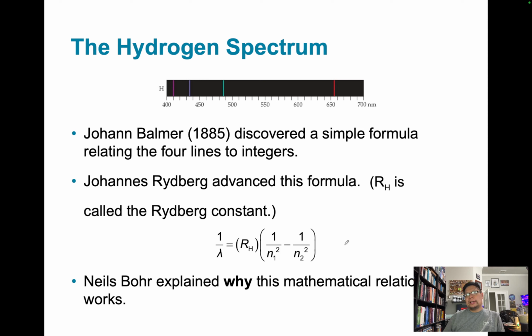So we talked a little bit already about the hydrogen spectrum right here, right? It's like that purple color, that light lavender color, some teal, blue, green there, and some red, right?